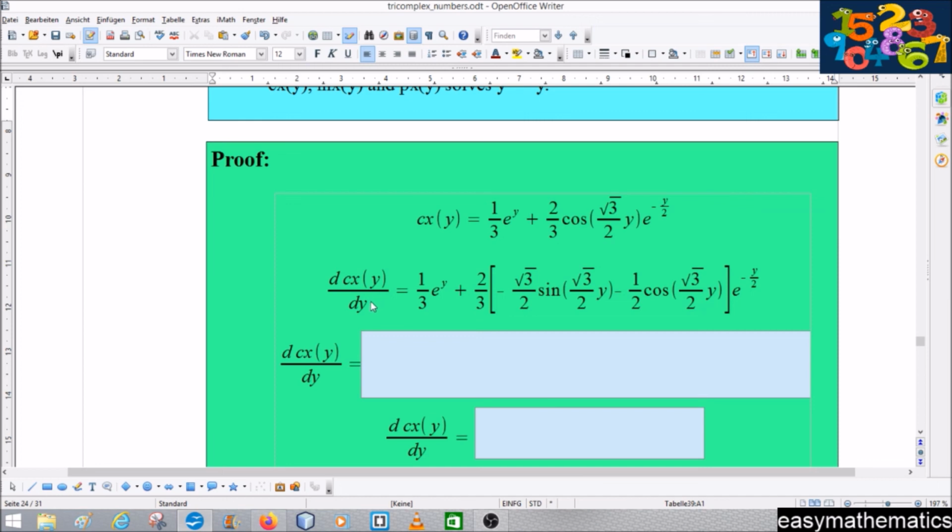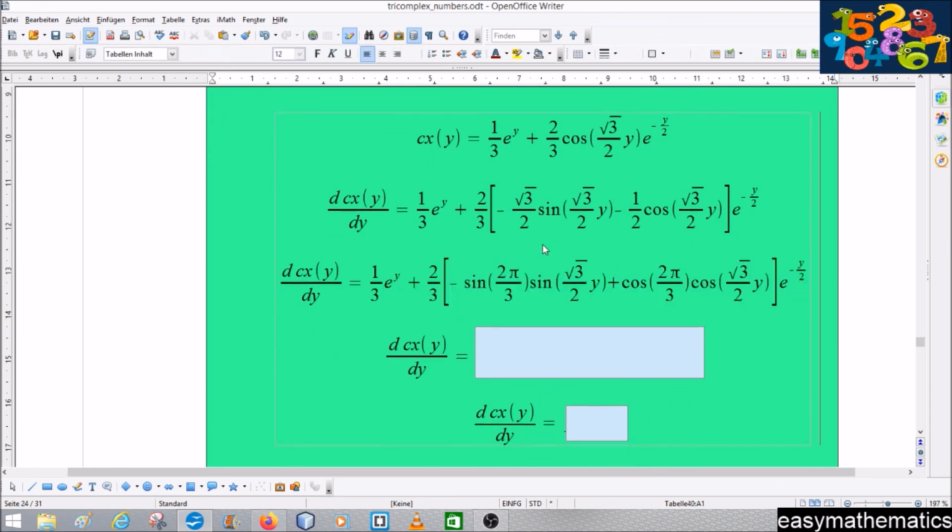So if we differentiate after y, one third exponential y stays one third exponential y. Here the two thirds comes in front. Then we have the product rule, so cosine becomes minus sine, and then with the chain rule, square root of 3 over 2 comes to the front. And also, if we differentiate the second factor, e to the minus y over 2 stays e to the minus y over 2, and there's a factor minus one half. Okay, and the first factor stays the same.